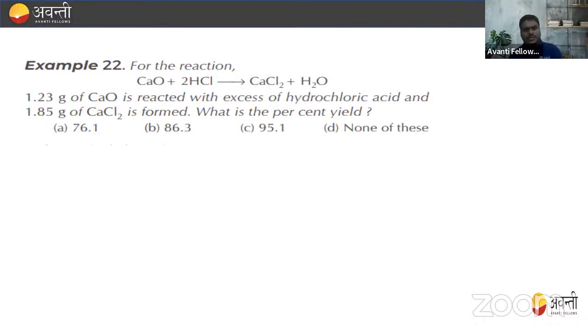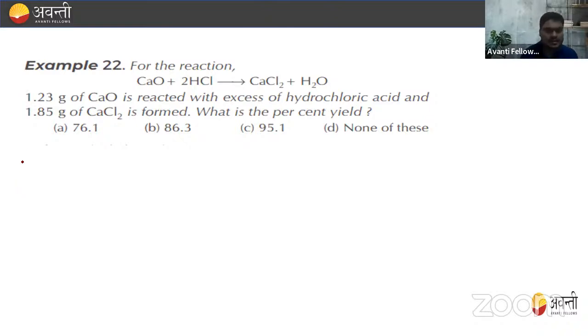So this question is related to this concept, right? So this is a very important question. In this question, they're asking about the reaction of calcium oxide with hydrochloric acid, and calcium chloride plus H2O is formed. So 1.2 gram of calcium oxide is reacted with excess hydrochloric acid and 1.85 gram of calcium chloride is formed. So what is the percentage yield? They are asking what is the percentage yield of this reaction.